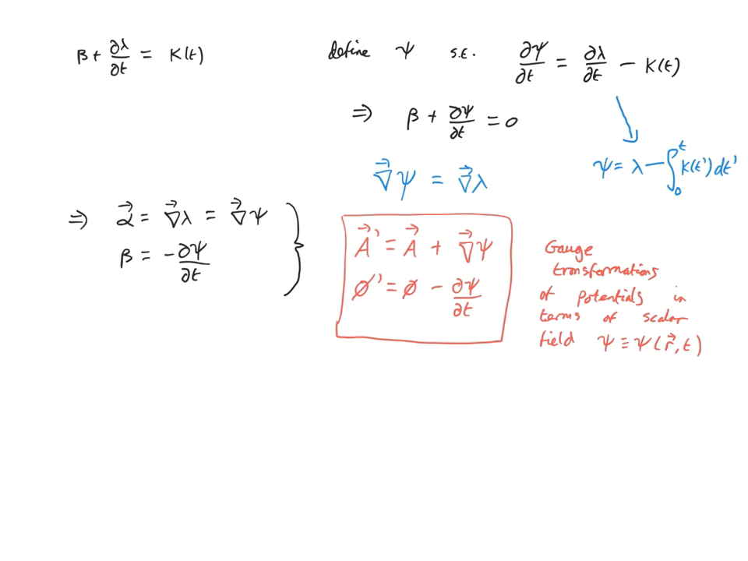The way in which it enters into the potentials is very specific. The vector potential is modified by the gradient of this scalar field psi, and the scalar potential is modified by minus the time derivative of the same scalar function psi. So, just to emphasize, it's obviously important in these equations that we choose the same scalar function psi in both cases. And the important point, of course, is that the electric and magnetic fields are observable quantities, but they are invariant to the choice of psi.